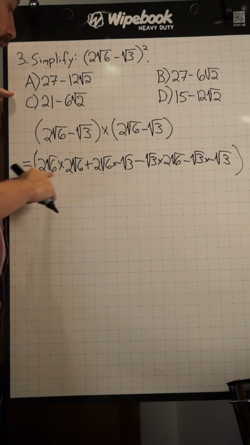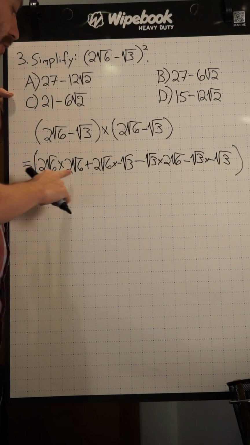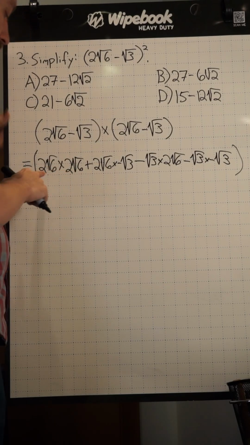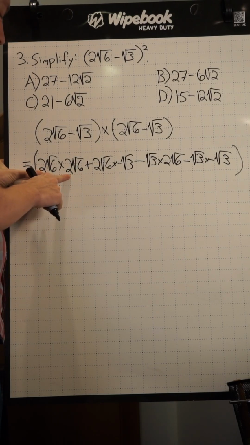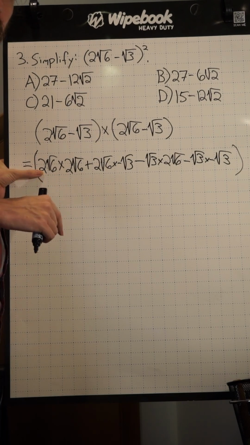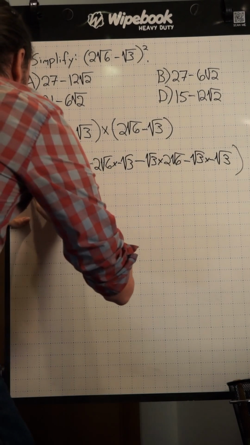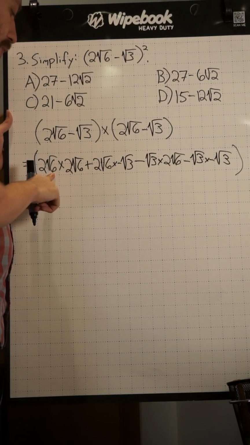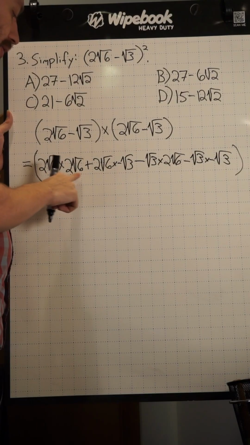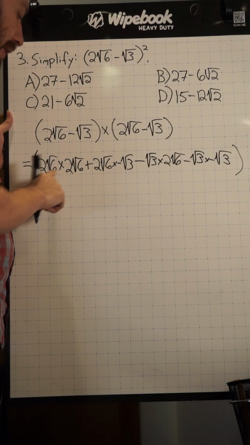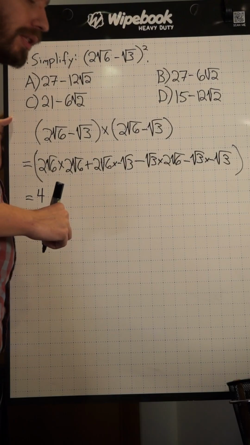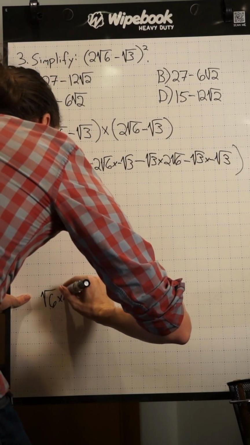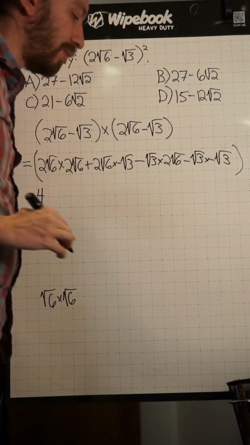So we're going to look at them individually, the ones that are outside of the square root and the ones that are inside of the square root. First let's look at the ones outside. We have 2 times 2 is 4, so we'll have 4 from the first one. And now when we look at the ones inside the square root, we have square root of 6 times square root of 6. Let's write this one down here so we can talk about it together before we simplify it, because we need to remember this one.